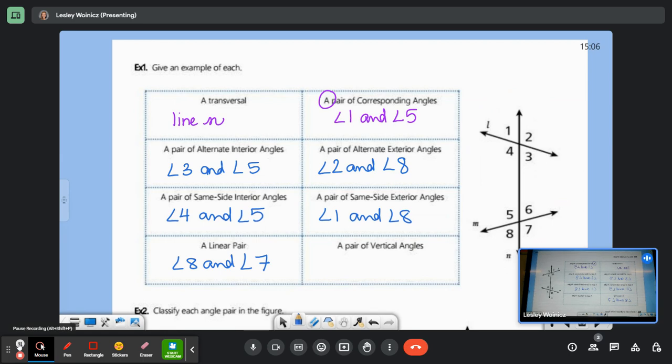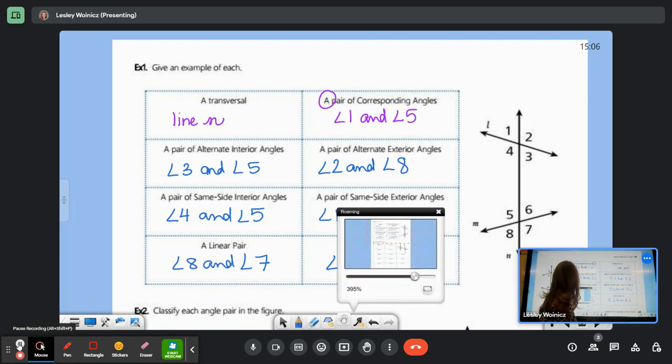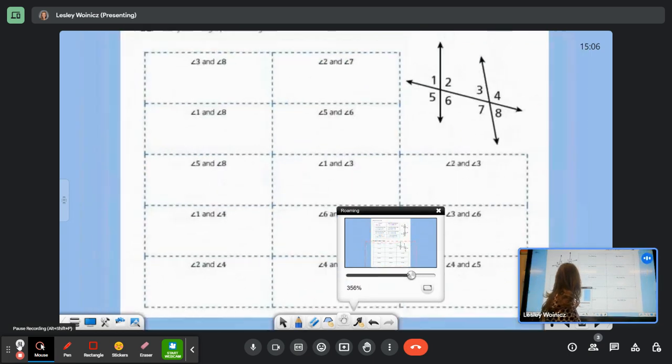Sharpen it later. Okay, a pair of vertical angles. Remember that vertical angles are made by pairs of intersecting lines. 5 and 7. Yes, good. Okay, any questions about those?